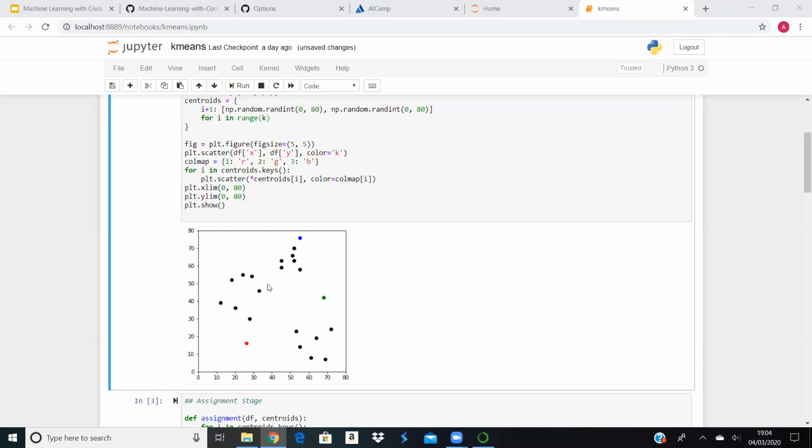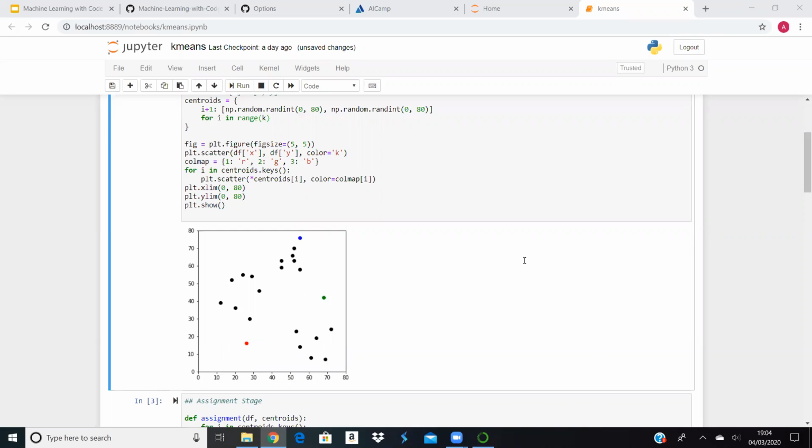So if you can see, right now we have 3 k's. We have these 3 dots. One is blue, one is green, one is red. So these are the 3 clusters that we have decided that our data should have. Sorry.